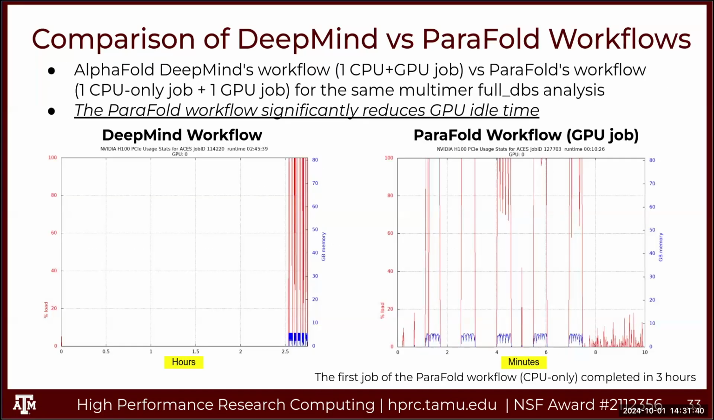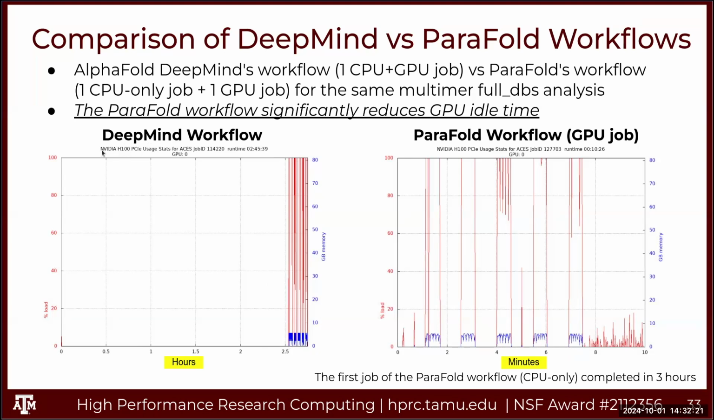So here's an example of what I was talking about, having the GPU idle if you run it with the DeepMind workflow. Here's the DeepMind workflow, which is one job on a GPU node, versus Parafold, which is two separate jobs, one on CPU only and one GPU only. I just want to compare the GPU usage for these two jobs. You can see this is the number of hours of this entire job. For the first 2.5 hours of the regular DeepMind workflow, the GPU is idle.